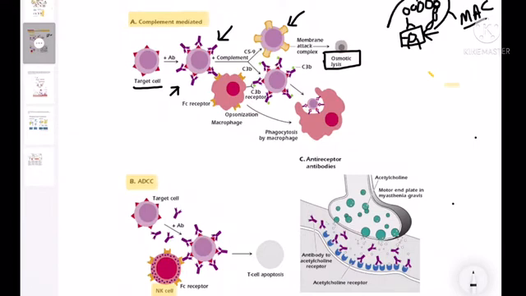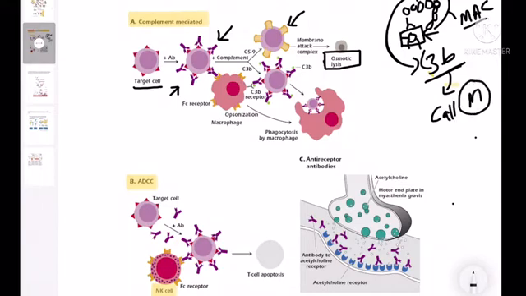Among these, C3b causes opsonization. What is opsonization? This C3b will call macrophages and help to destroy the cell.